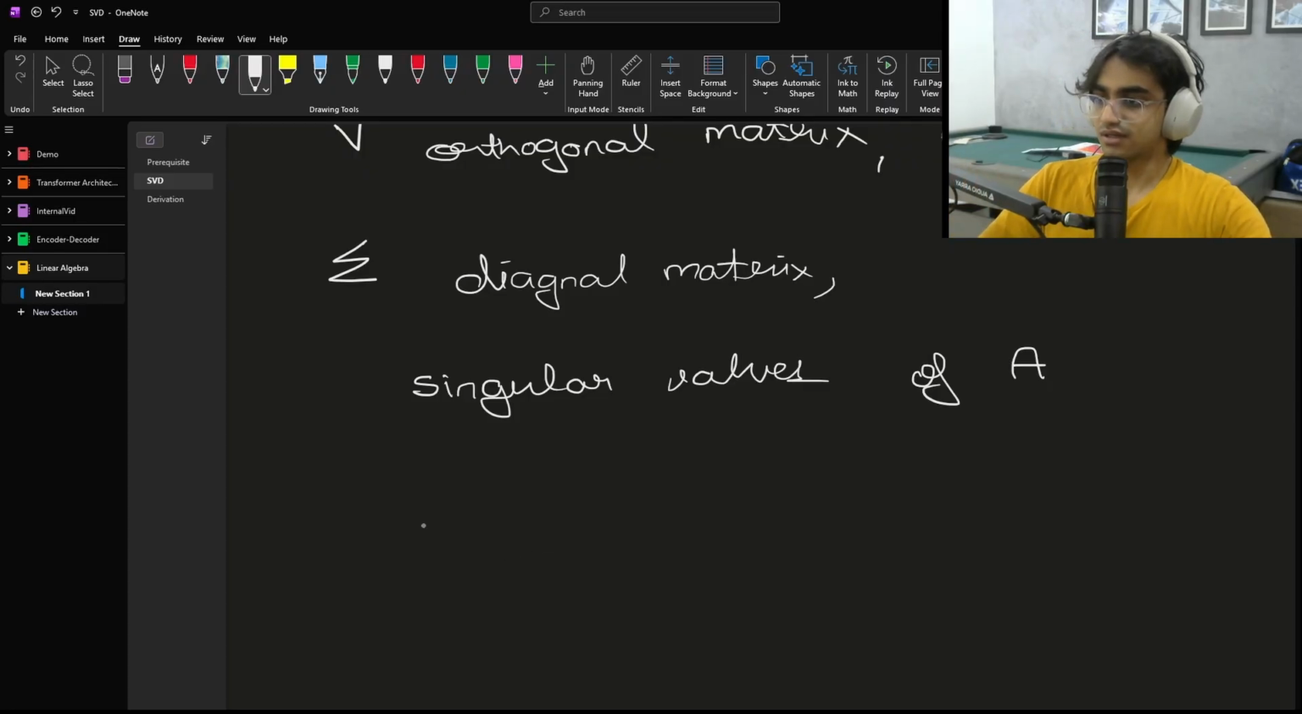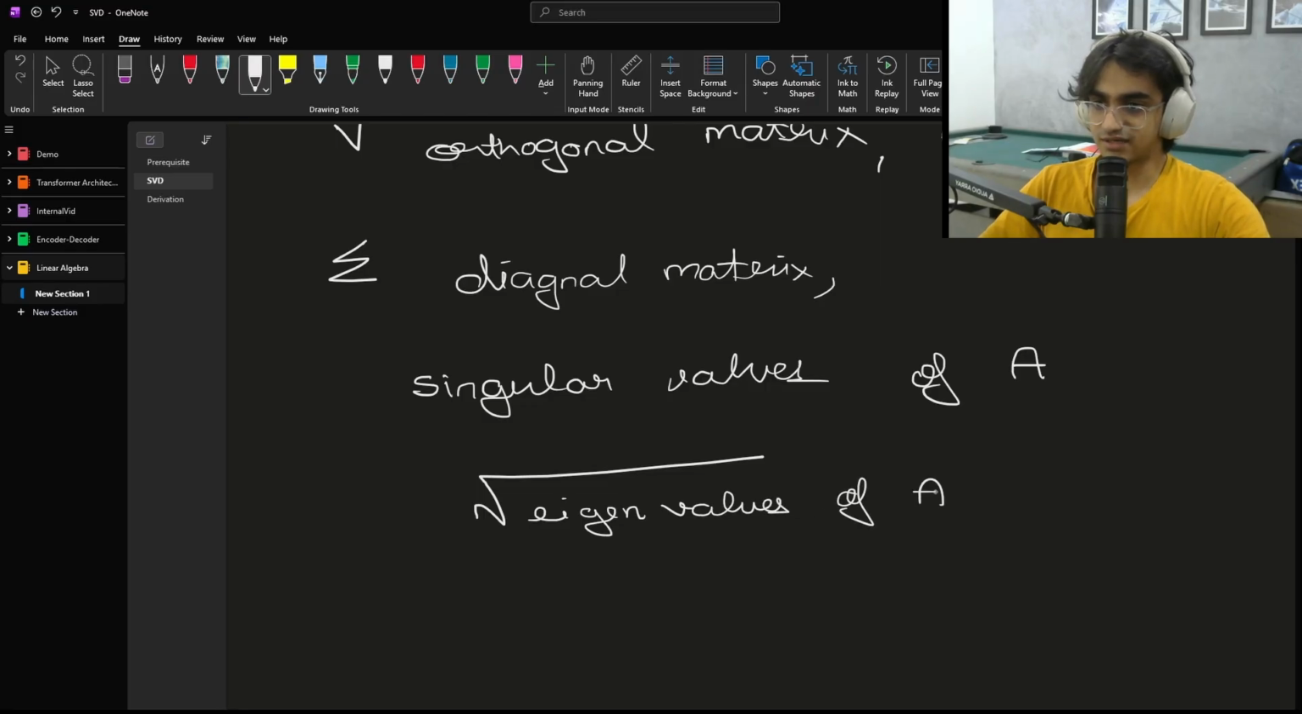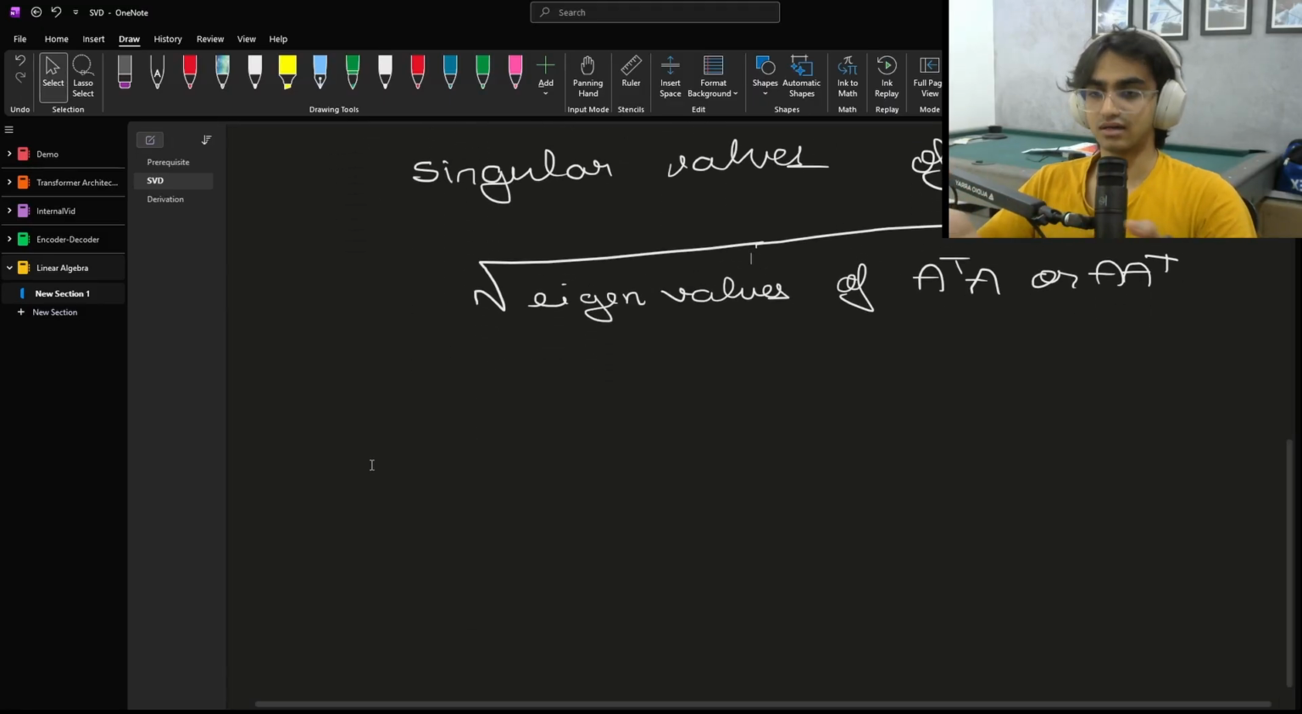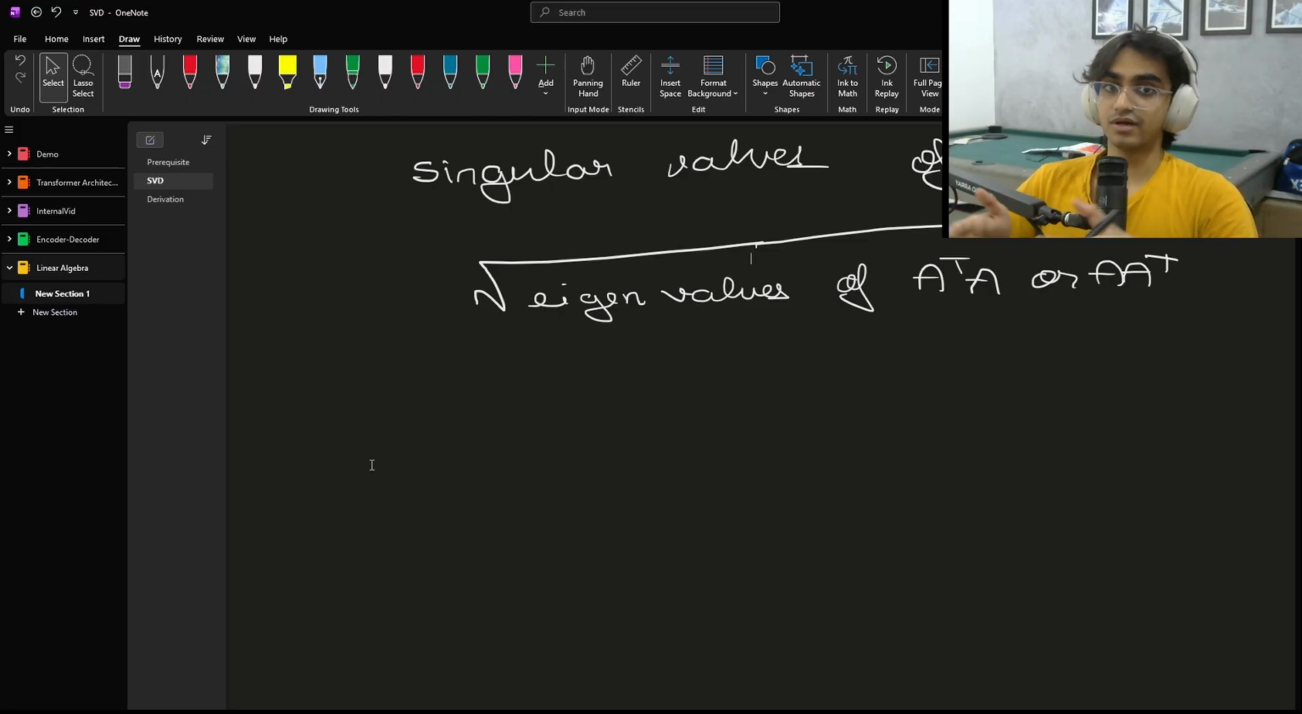It's nothing but the square root of the eigenvalues, sorry, of either A transpose A or AA transpose. If you didn't know, the matrices A transpose A and AA transpose will have the same eigenvalues. By same, I mean the same number of non-zero eigenvalues. That's just a fundamental property.